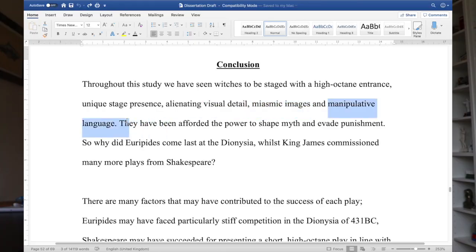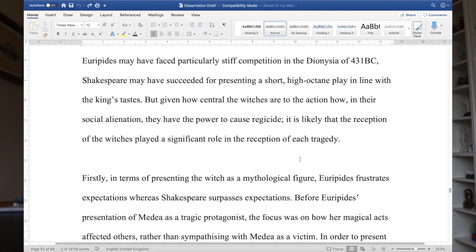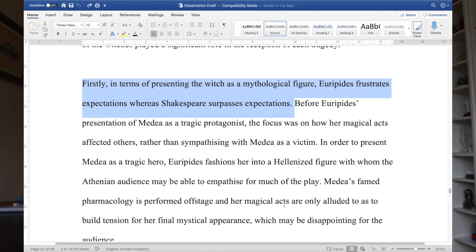So in terms of reflecting the structure, I used, and I'll show this on the screen for you, really kind of obvious signalling words. So I reposed the dissertation question to myself, and I said firstly, secondly, however, moreover. I reflected the nuances of my argument throughout the whole piece of work.